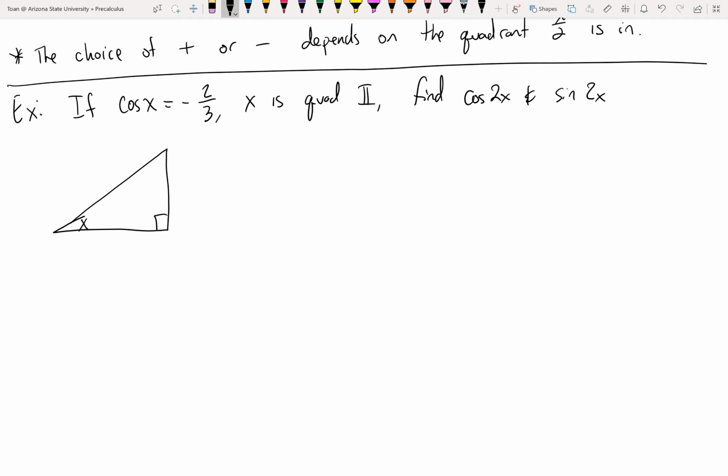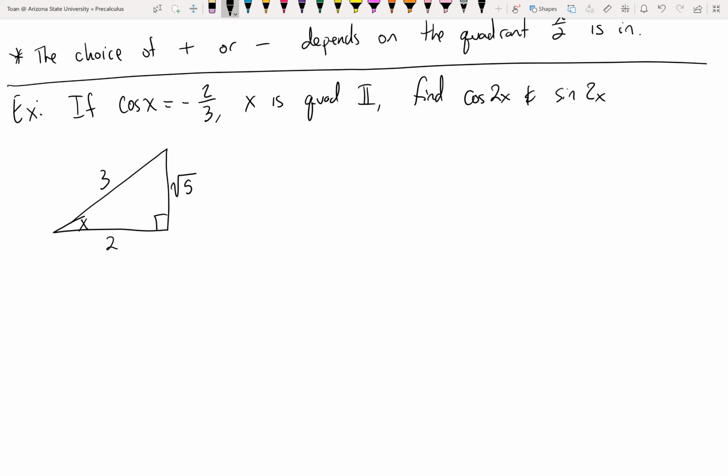And they tell me that the cosine is 2/3. I'm ignoring the negative for now. And then I can use Pythagoras' theorem to figure out the remaining side. So the remaining side is the square root of 9 minus 4, which is square root of 5. So now I can answer the question.